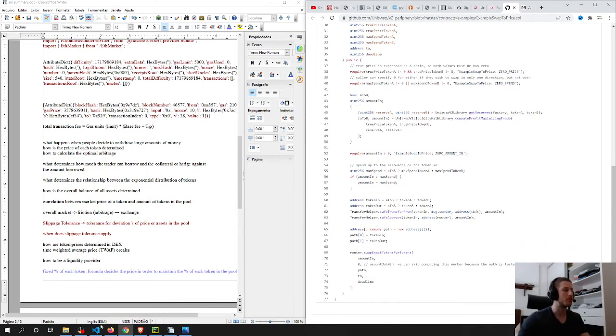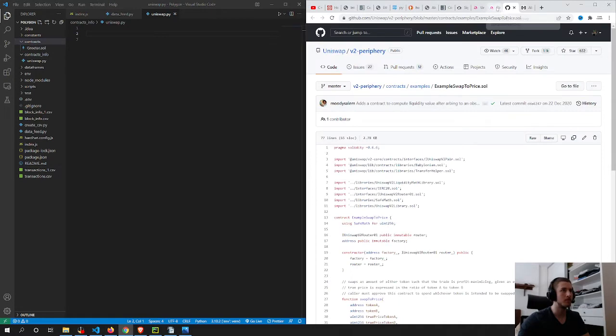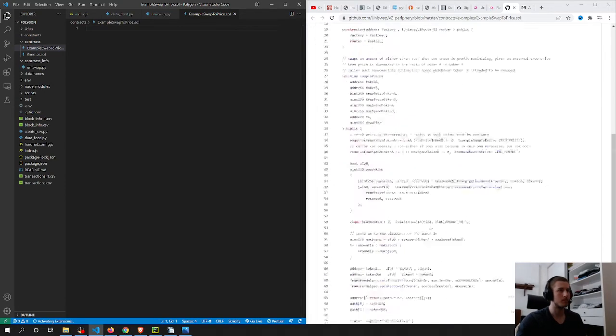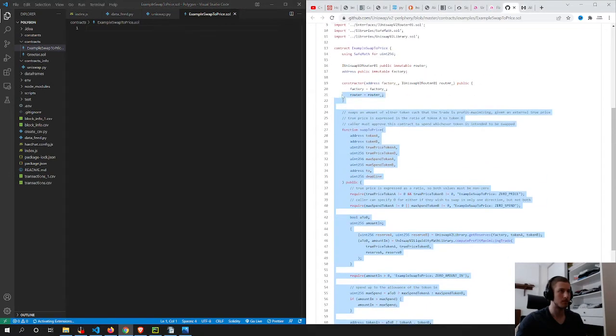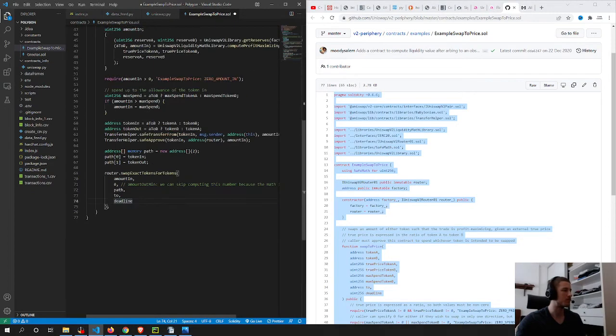So I think I'm going to copy this contract here. Example, swap to price also. I'll probably look at this later.